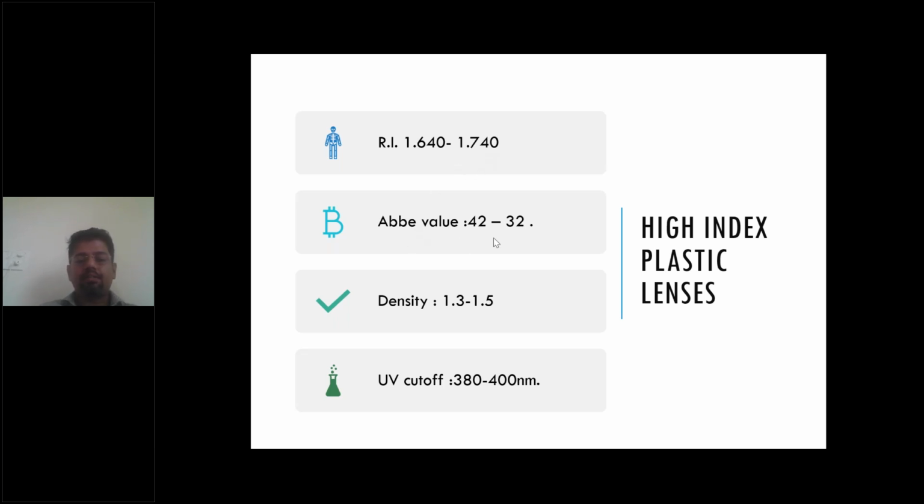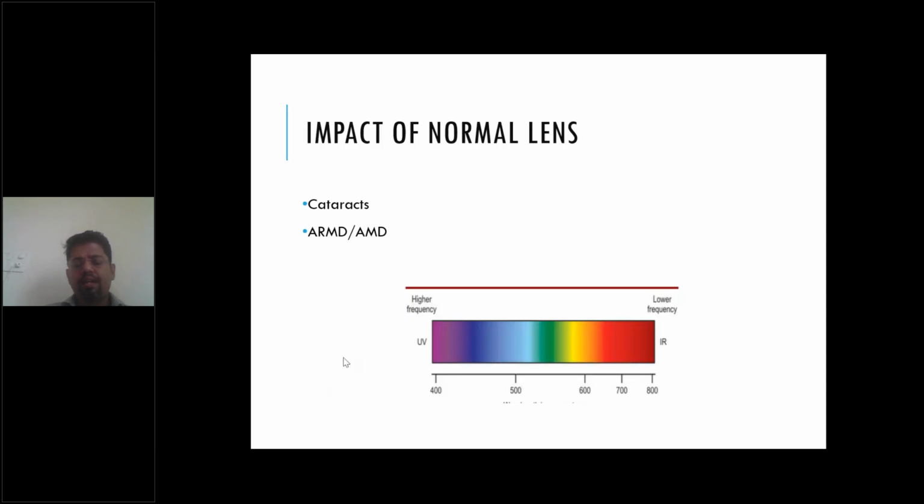So the Abbe value ranges between 42 to 32. Density is higher, as I said, 1.3 to 1.5, and the UV cutoff of these high index lenses is usually 380 to 480 nanometer. So why are we talking about this in the new era of ophthalmic lenses?